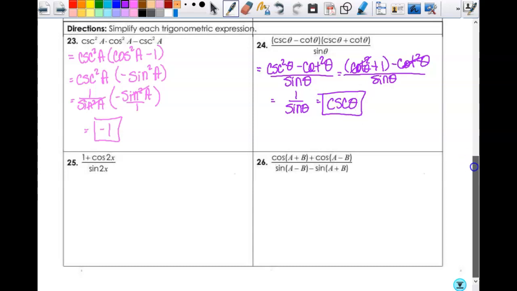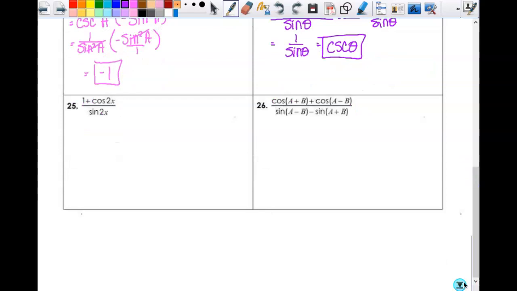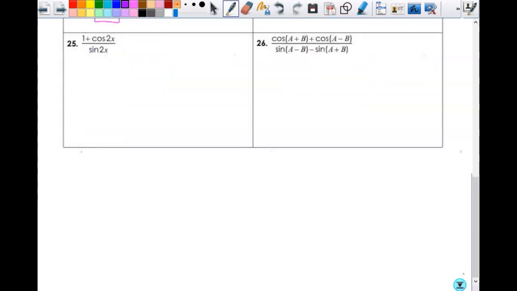So number 25. I have two double angles in here. I need to substitute them both, but I am not going to do them at the same time. I have options for this one. So I don't have options for this one. I'm going to do this one first and then see if that helps me decide on what I want to do with this. So this is going to be 1 plus cosine of 2x over, then sine of 2x is 2 sine x cosine x.